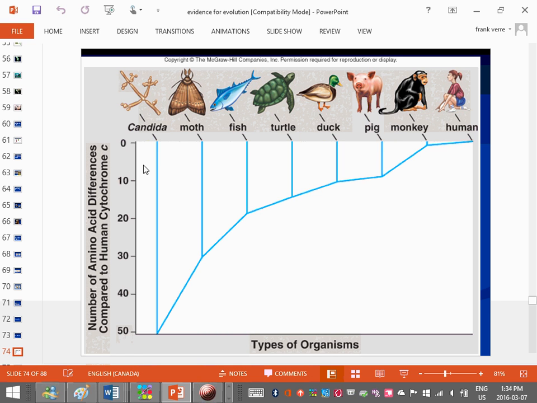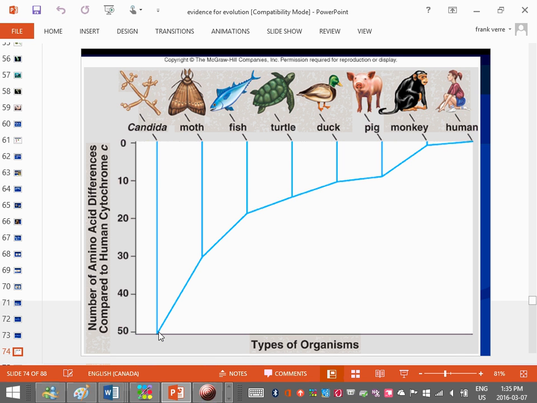Okay? So between humans and monkeys, there are about, I don't know what the number is, but it looks like maybe 2 differences. Between humans and pigs, it's closer to 10. If I look at humans and fish, it's closer to 20. If I look at humans and moths, it looks closer to 30. If I look at humans and fungi, it's closer to 50.